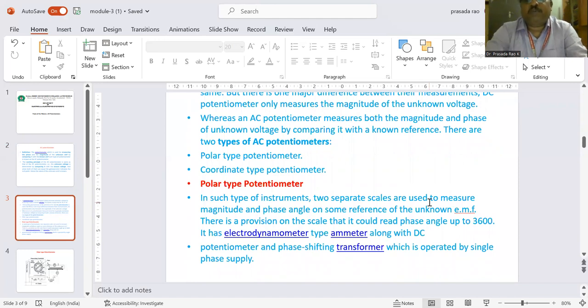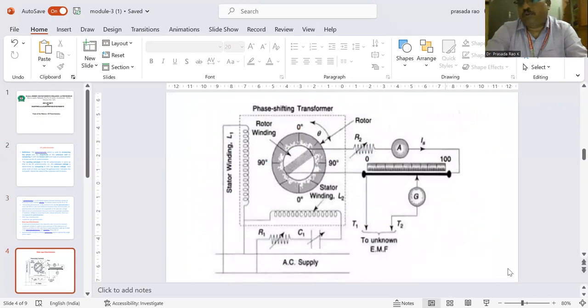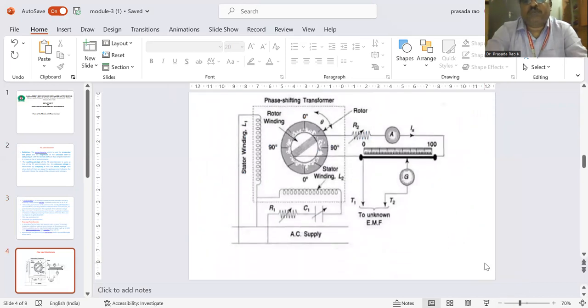In this polar type of AC potentiometer, two separate scales are used for measurement of magnitude and phase also. This is the circuit diagram of a polar type AC potentiometer. Here you see there are two windings: one is called the starter winding, and another one is called the phase shift rotor winding, also called the phase shifting transformer, right? The starter winding itself is divided into two windings, starter winding one and starter winding two, and the other one is the rotor winding.